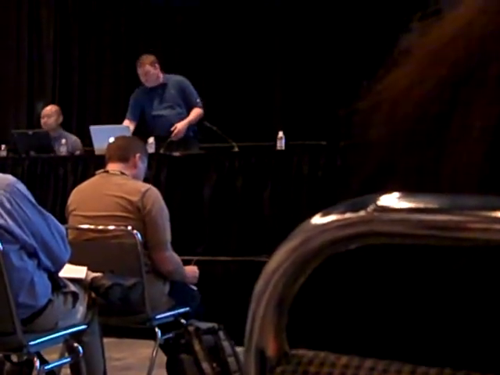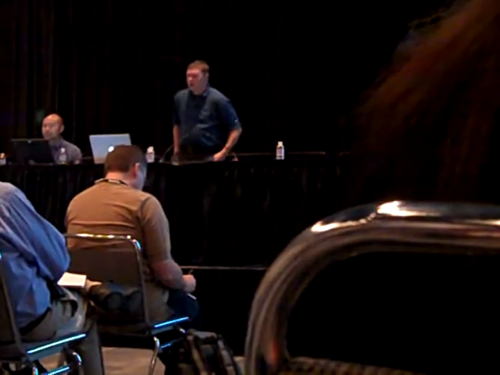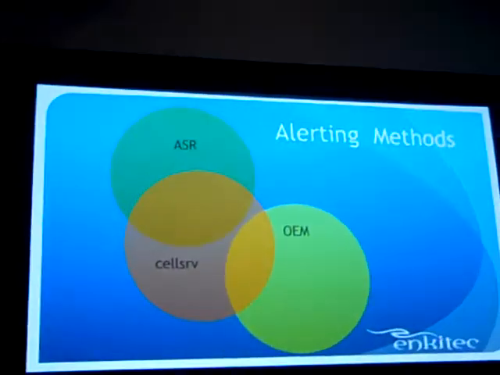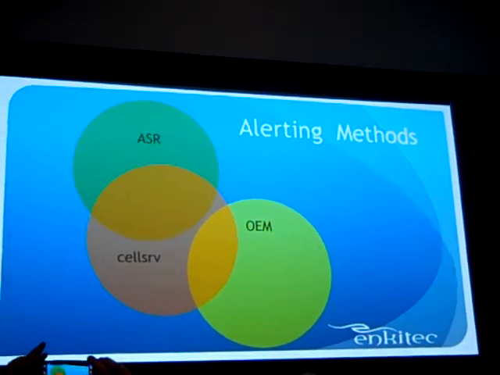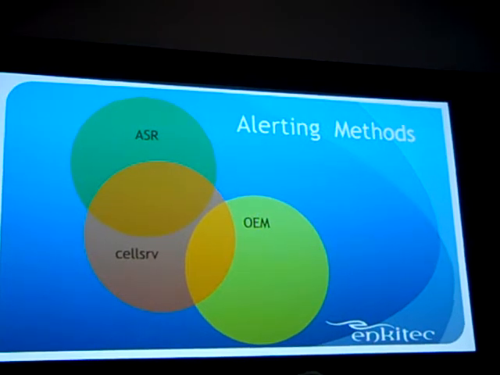So the next thing that I want to talk about really quick are the different methods that Oracle gives you to get alerts and to monitor your systems. So it seems like there are a whole bunch of different things. There's ASR, there's OEM, there's the internal mechanism within CellServe on the storage servers for how you can monitor these things. They all sort of complement each other and they've all got their own good traits. So what you might get from one, you may not get from another, but there's also some overlap.